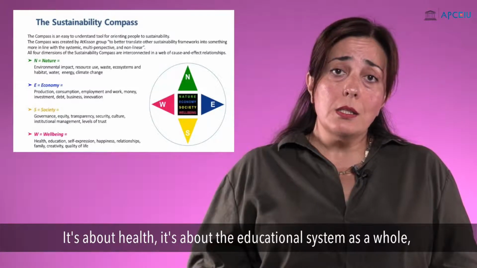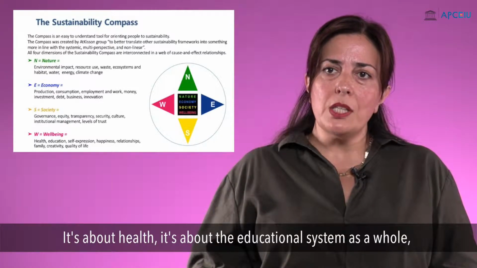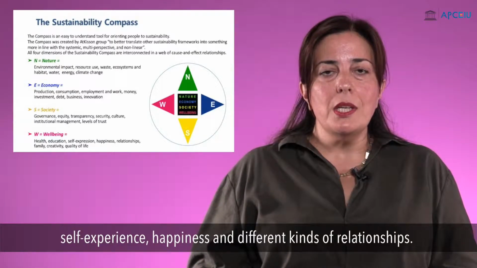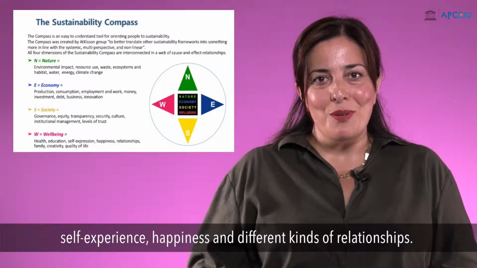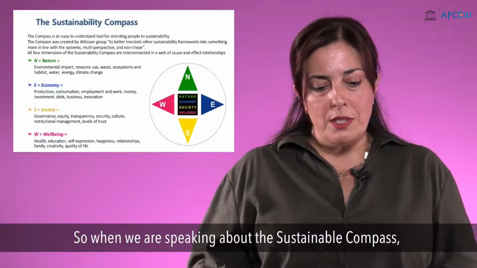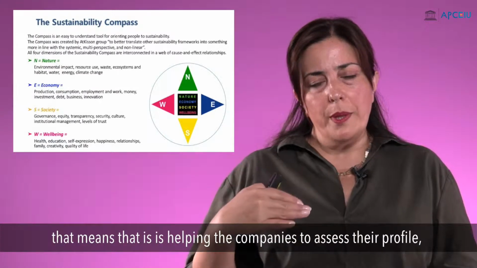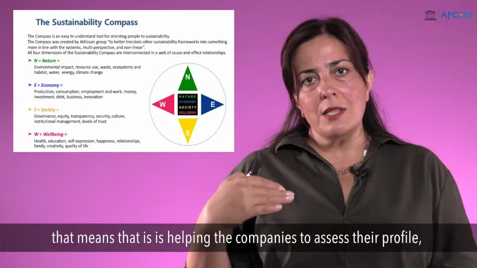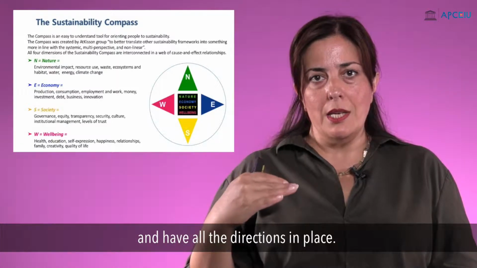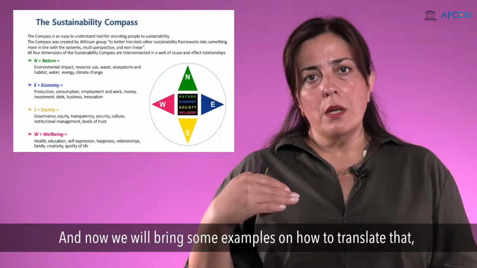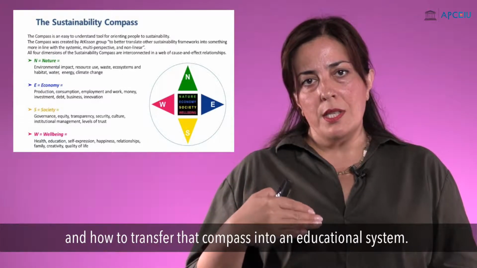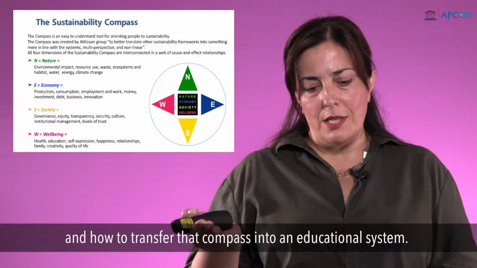It's about health, it's about the educational system as a whole, and self-experience and happiness and different kinds of relationships. So when we're speaking about the sustainability compass, that means it is helping companies to assess their profile and have all these directions in place. And now we will bring some examples of how to transfer that compass into the educational system.